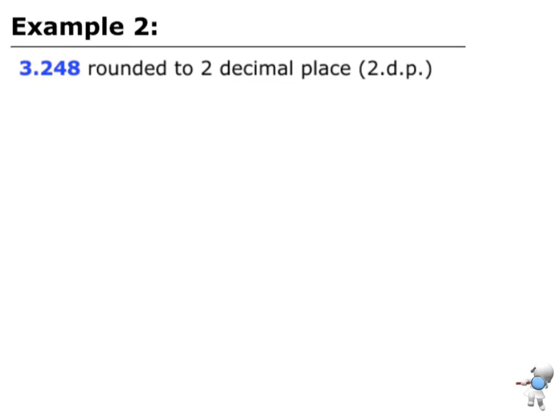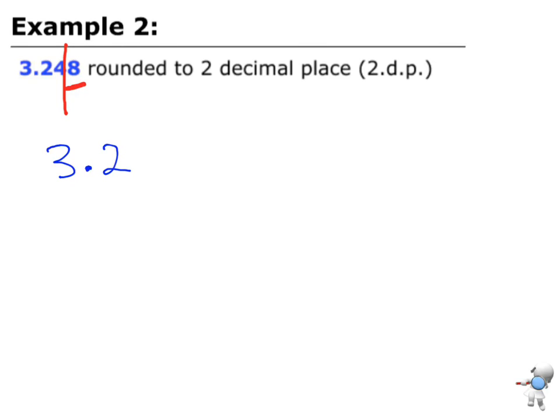Let's try that same number now, rounded to 2 decimal places. So what we're going to do there is write down the number up to the first decimal place. Okay, then I want it to be the second decimal place, so I'm going to look at the number after that.